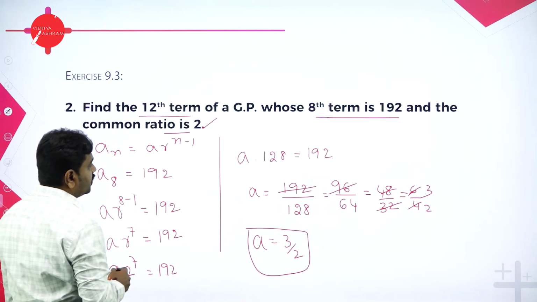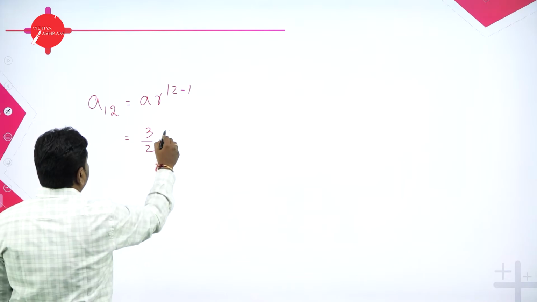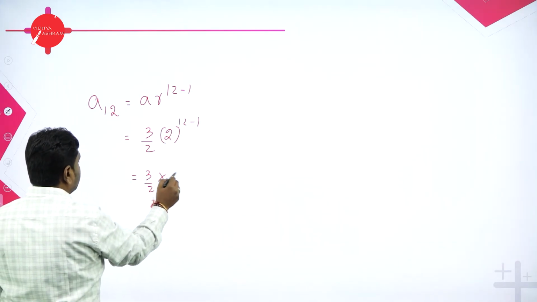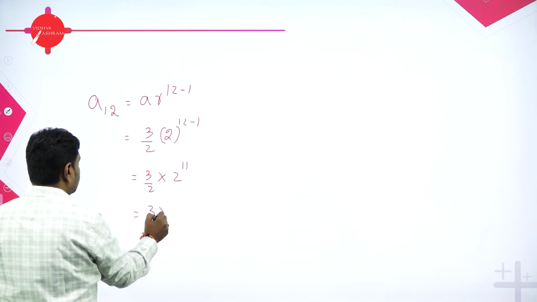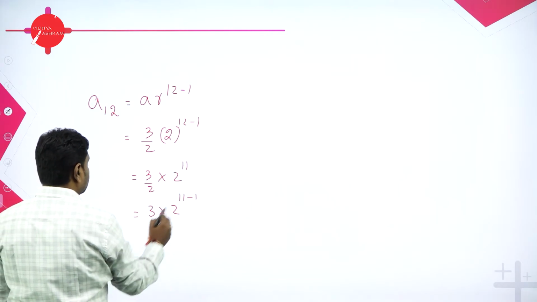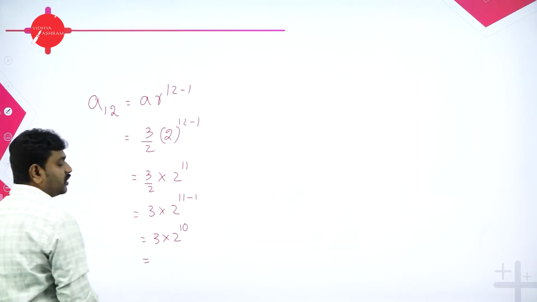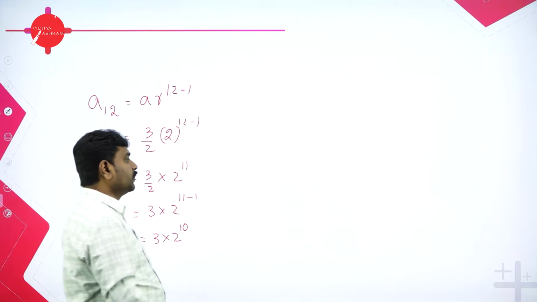What is R? Common ratio. Common ratio is 2. 2 power 12 minus 1. So that is 3 by 2 into 2 power 11. That is 3 into 2 power, by law of indices, 11 minus 1. So 3 into 2 power 10. So multiply 2 power 10. So 2 power 5 is 32.